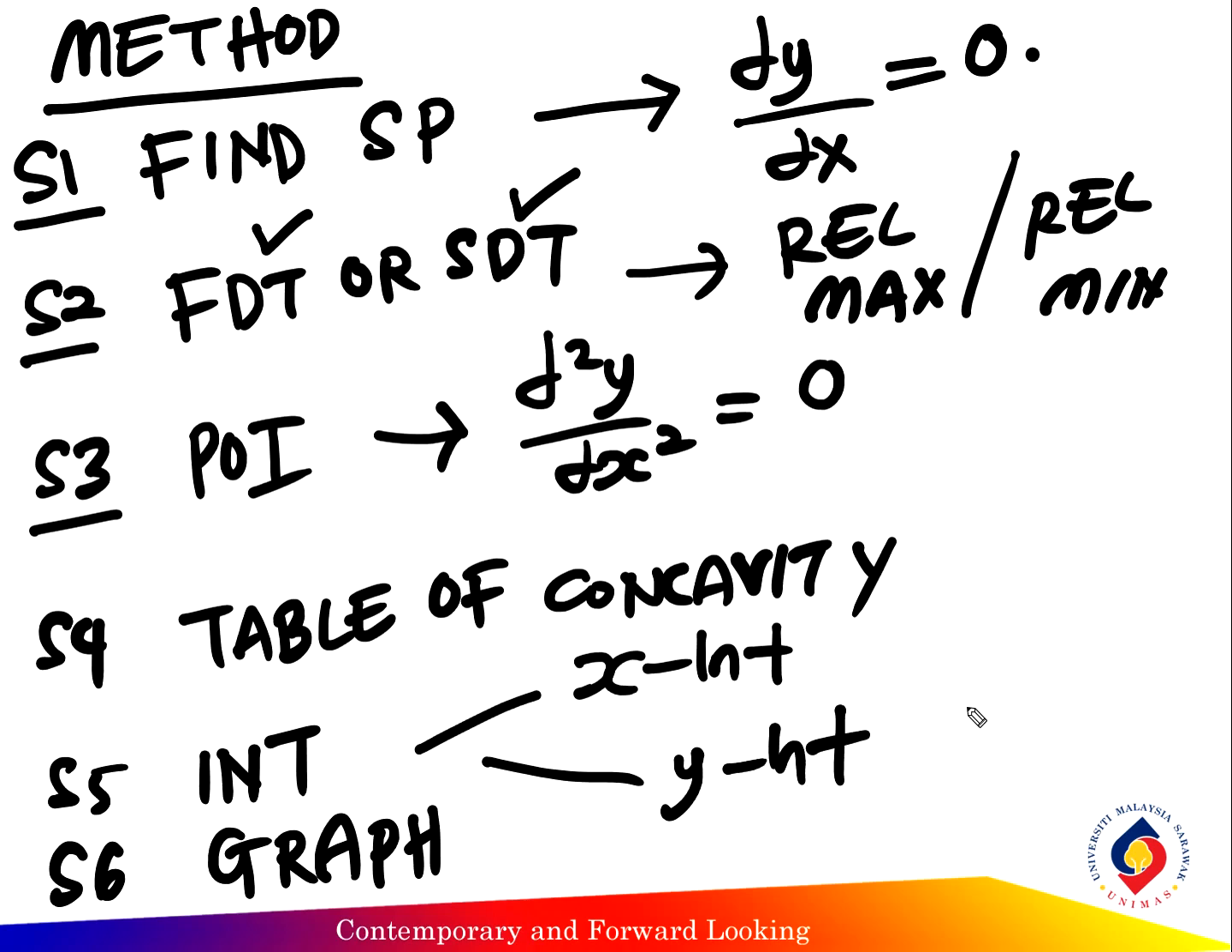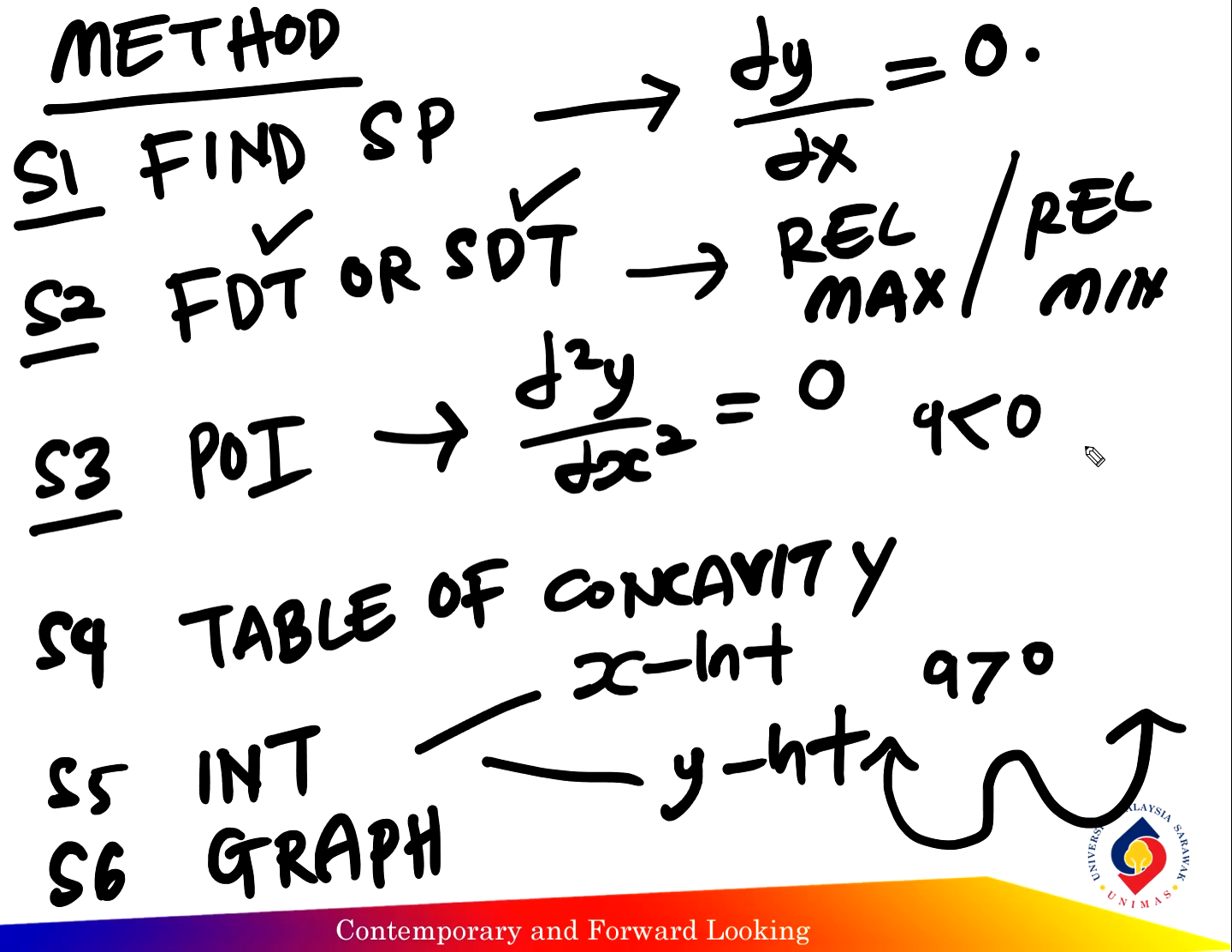And last, you draw the graph of the quartic function. First, the shape of the function: when a is greater than 0, you just check the shape of the function. There are 2 minimum points and 1 maximum. And second, when the coefficient a is less than 0, there are 2 maximum points and 1 minimum point. Very simple.